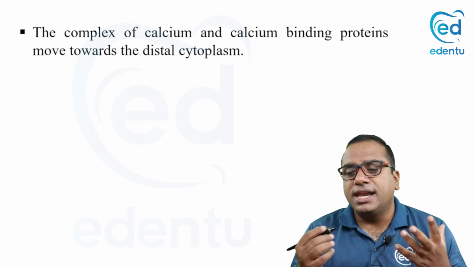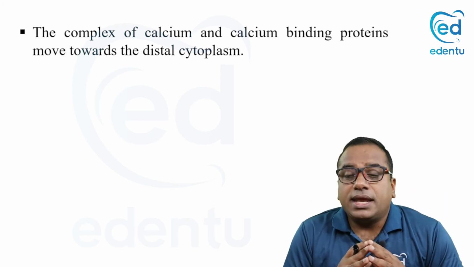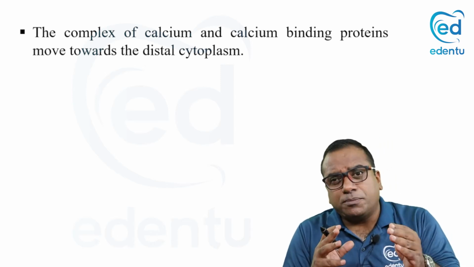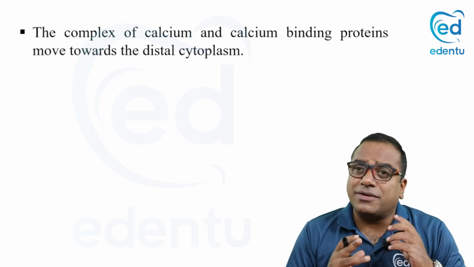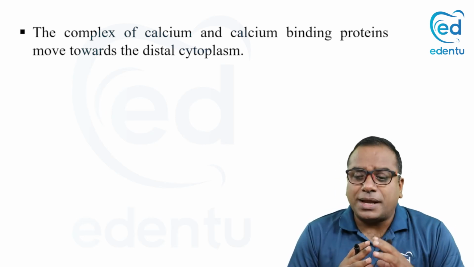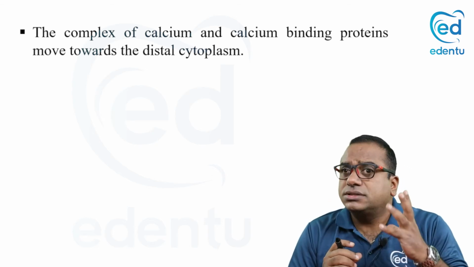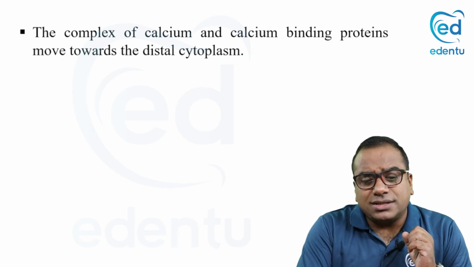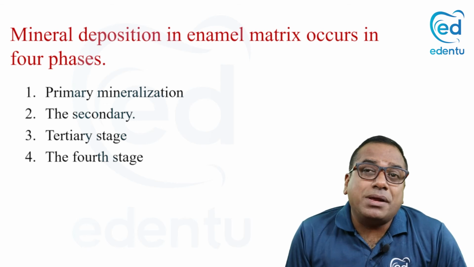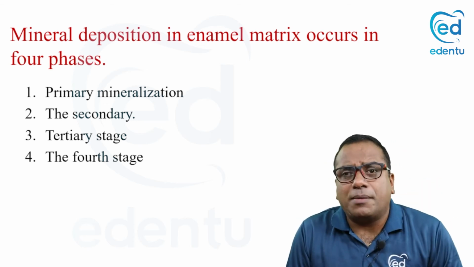from where it is released, and then the free calcium ions are extruded to the enamel matrix by the calcium ATPase enzyme. So from the distal portion, this calcium is released with the help of an enzyme, calcium ATPase, in the plasma membranes of Tomes' process. So that is how the mineralization starts. Now once the mineralization has started, the mineral deposition in the enamel matrix will occur in 4 stages, step by step.